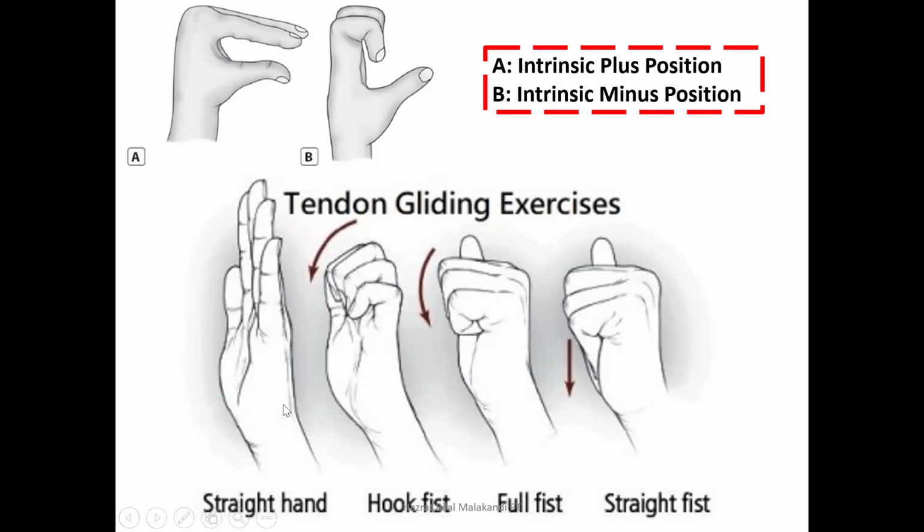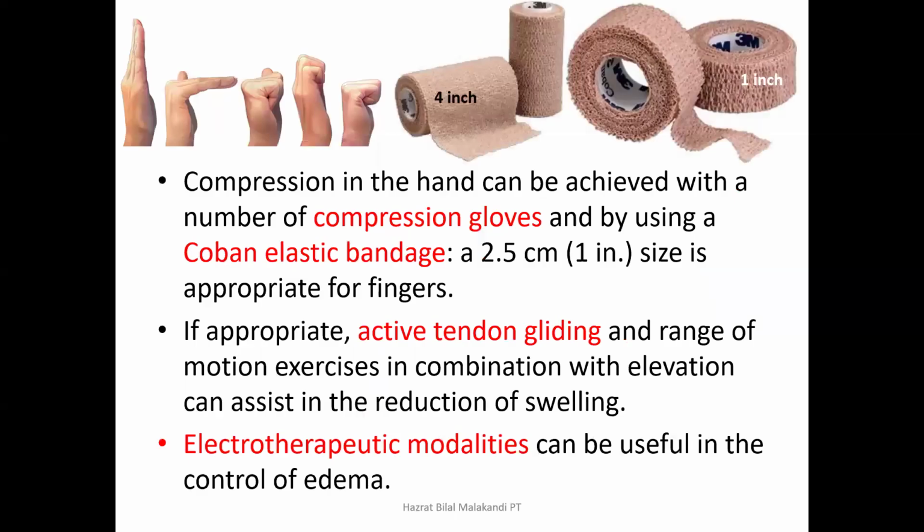Similarly, the therapist can prescribe different gliding exercises just to reduce the edema, which may include keeping the hand straight, then the hook fist, then the full fist, and at the end the straight fist. So repeating again and again all these exercises, they can help in the reduction and control of the edema. So these tendon gliding exercises have a very positive impact on the edema reduction.